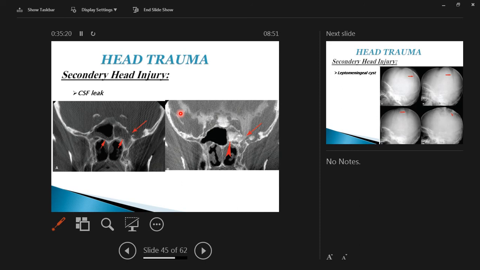This is another secondary head injury, CSF leak. It requires a dural rupture or tear in order that the CSF can leak. Sinus, contrast, you can see contrast passing here, indicating active leak. It's mentioned that radionuclide cisternography is very good for detection.